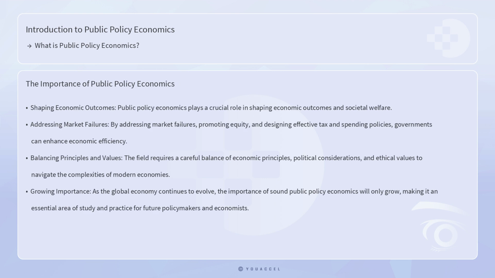In conclusion, public policy economics plays a crucial role in shaping economic outcomes and societal welfare. By addressing market failures, promoting equity, and designing effective tax and spending policies, governments can enhance economic efficiency and improve the quality of life for their citizens. The field requires a careful balance of economic principles, political considerations, and ethical values to navigate the complexities of modern economies. As the global economy continues to evolve, the importance of sound public policy economics will only grow, making it an essential area of study and practice for future policymakers and economists.